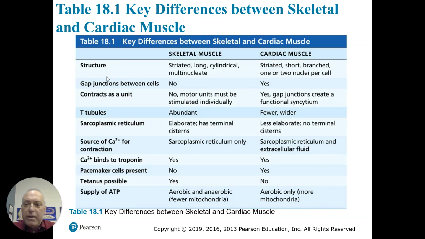Okay, let's compare. So, skeletal versus cardiac. Skeletal: striated, long, cylindrical, multinucleated. Cardiac is also striated, but they're shorter. They're not as long myotubes as the skeletal muscle. They're shorter and branched, and just 1 to 2 nuclei per cell. Gap junctions present? Yes, in cardiac. You've got this functional syncytium. So gap junctions are present. They function as a unit, yes, the functional syncytium. T-tubules are very wide in the cardiac versus very abundant in skeletal.